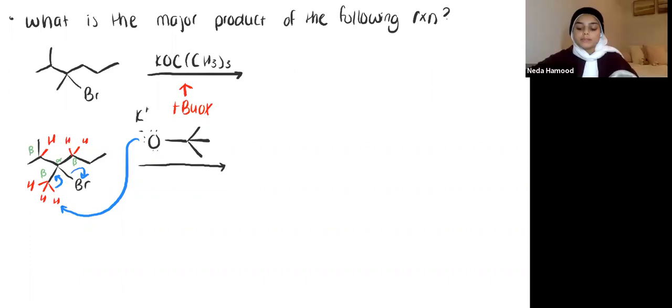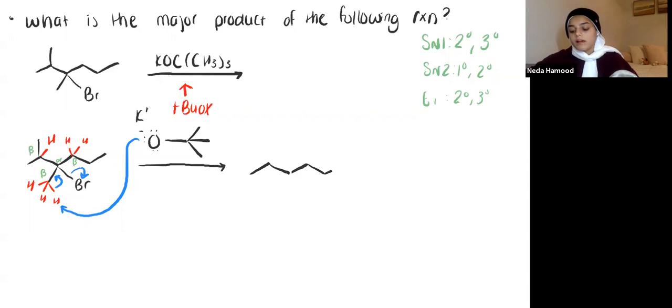So this is going to be E2 because we have our bulky base, but just something that I wrote out during my exams, at the top of every page, I would write SN1, like secondary and tertiary, SN2, like primary and secondary, and then E1 and also E2, like secondary and tertiary. But we know that we're going to be doing the least substituted product here because this is a bulky base. So then from this, our answer is going to be this.